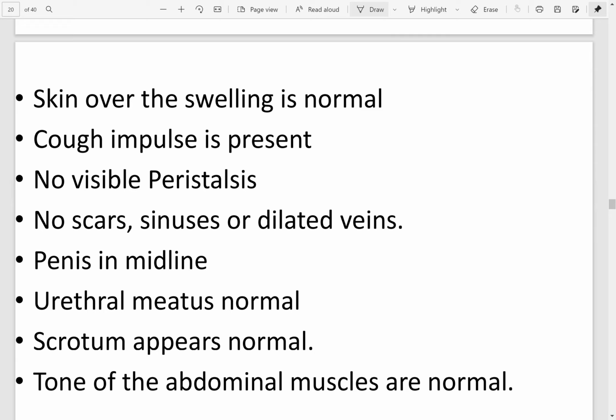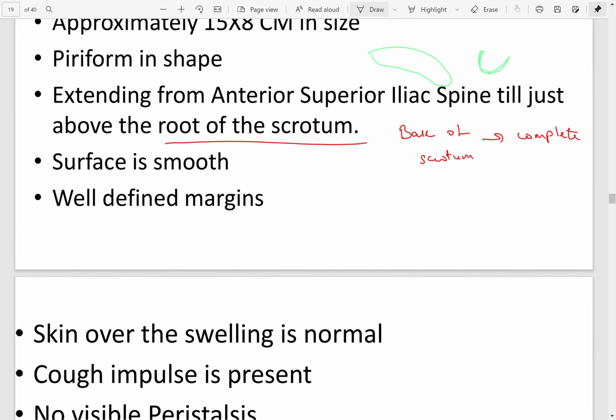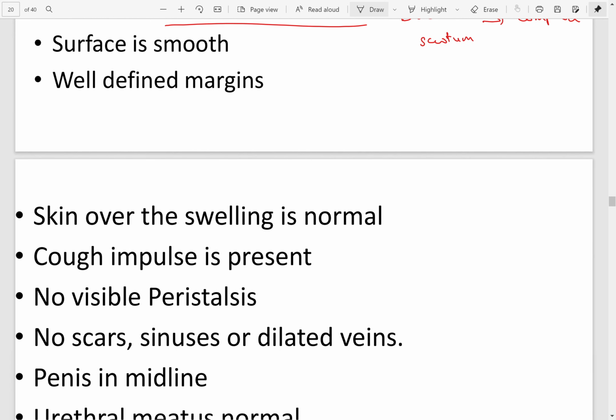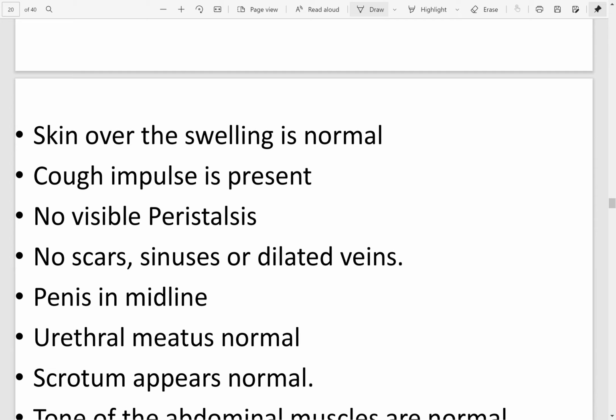So the site, shape, extent, then skin over swelling, surface, margin, then peristalsis, scar, sinus, dilated veins. Other than that, you say cough impulse is present. In case of hernia, when you cough, there will be movement in the bowels, which can be felt and which you can see. So you can say that it's a hernia based on that. That is a special point which you need to mention for hernia.